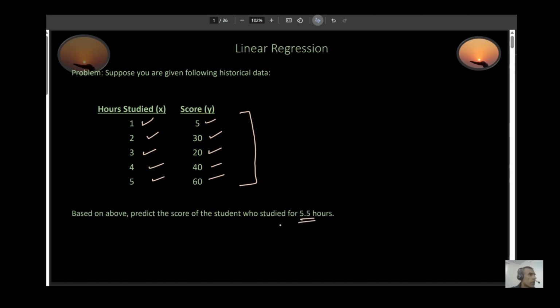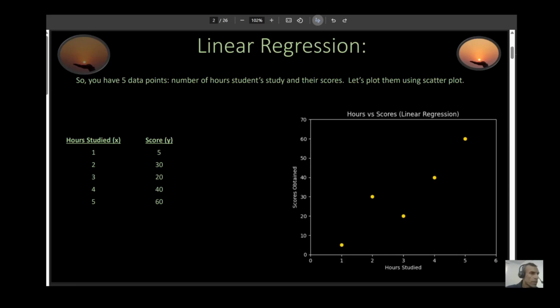These types of questions are answered by linear regression. This session is about linear regression. So in this case, you have 5 data points for the number of hours the student studied and their score. So let's plot them using a scatter plot.